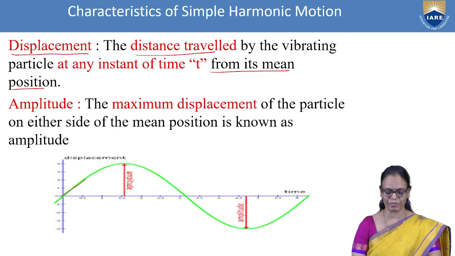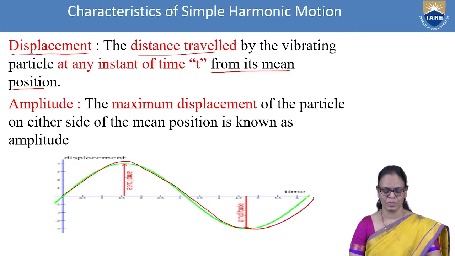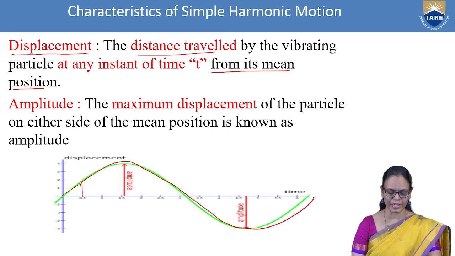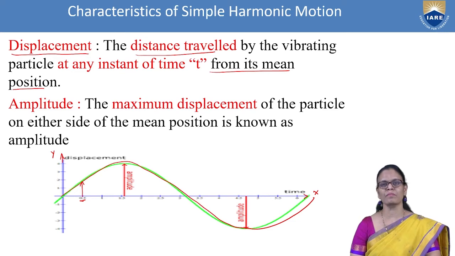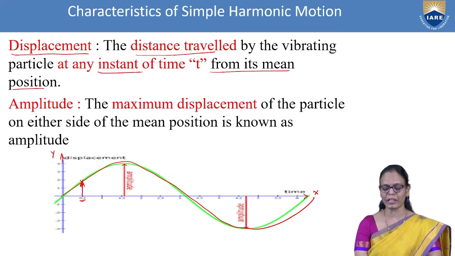Suppose we have a wave. At any point of time, I can find the distance traveled by the particle. Say at 0.5 seconds, we are plotting a graph with time along the x-axis and displacement along the y-axis. As time varies, the displacement also varies. At any point of time, you see the position of the particle. The distance traveled by the particle at any given instant of time, we call displacement.